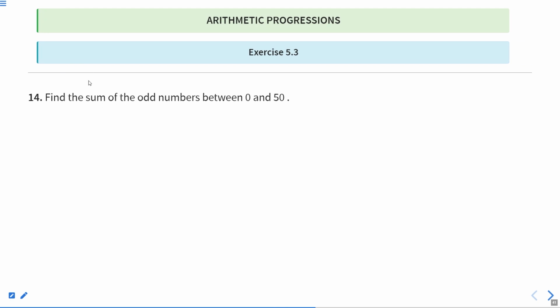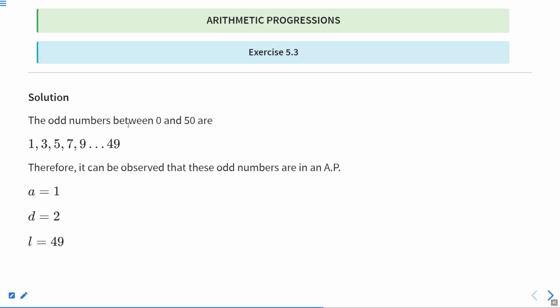So now let us see question number 14. It said to us, find the sum of odd numbers between 0 and 50. Okay, so let us see first which are the odd numbers between 0 and 50. The odd numbers between 0 and 50 are 1, 3, 5, 7, 9, and so on up to 49. Therefore it can be observed that these odd numbers are in an AP. Here the first term a is equal to 1, common difference d is equal to 2, and the last term is equal to 49.